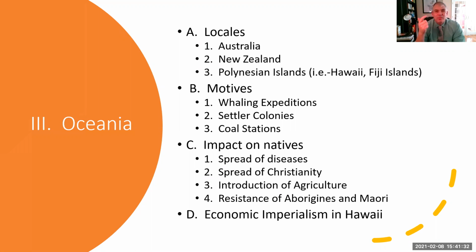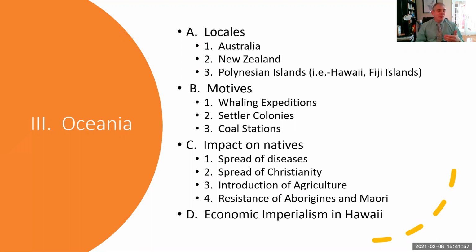Midway Island, for example, islands throughout the Polynesian chain. Fiji is going to be a coal station. In the Americas, Samoa, all of these islands in the Pacific are going to become places for steamships to stop and reload. And that's where you really see a big expansion throughout the Pacific.